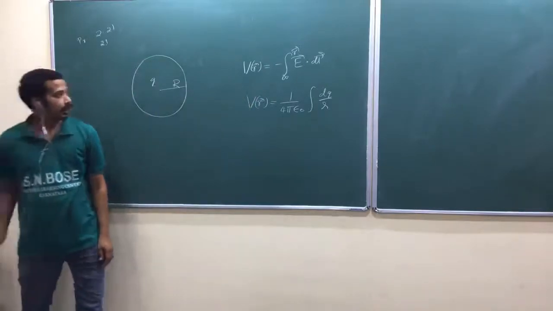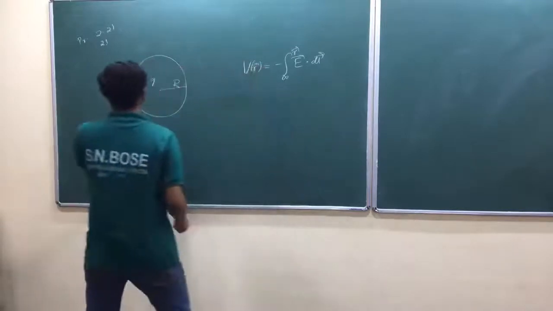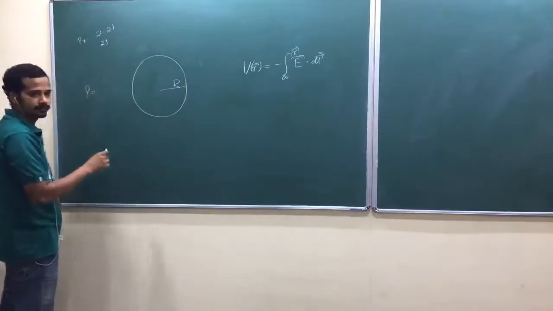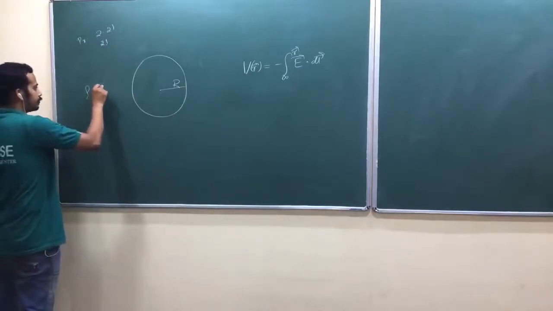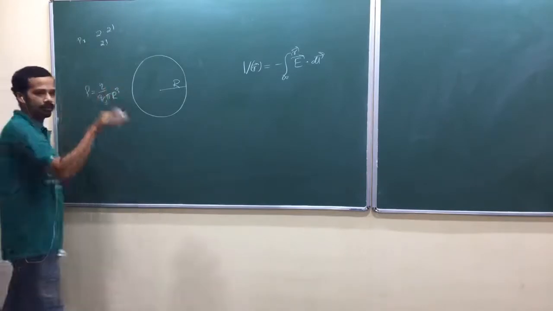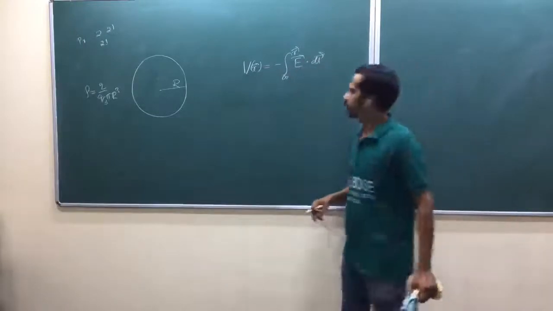Now I have to find the electric field in two different regions. So this is a uniformly charged solid sphere. What is rho? Q divided by 4/3 pi R cubed. This Q is uniformly distributed, that's why charge density is total charge by total volume, isn't it?